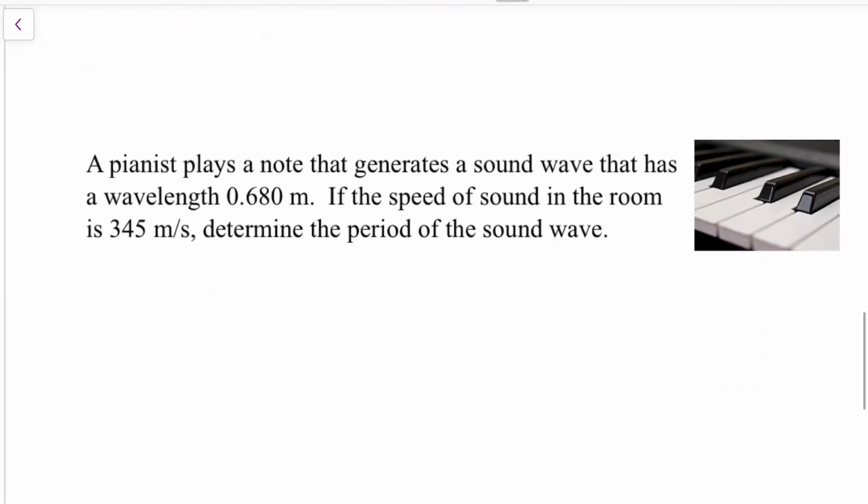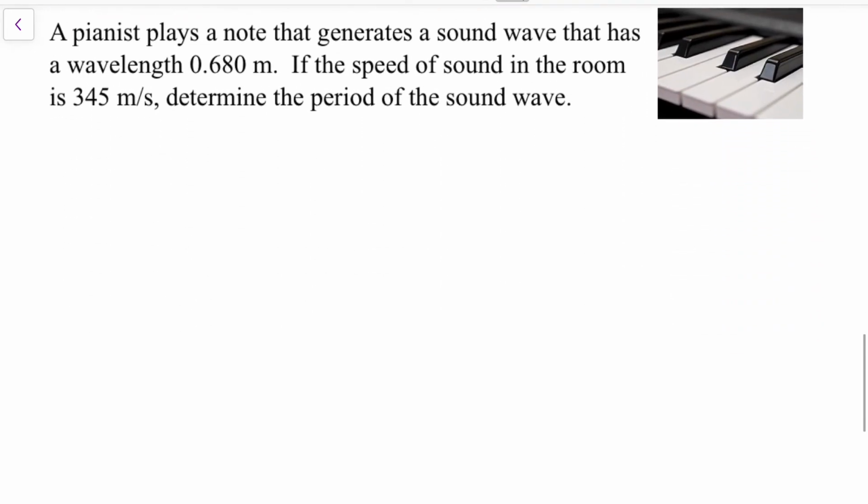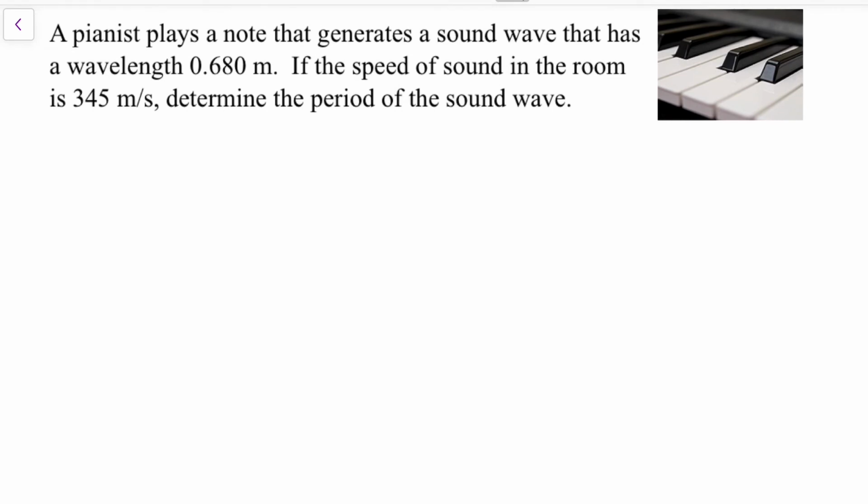Okay, so now we'll get to the example problem. The pianist plays a note that generates a sound wave that has a wavelength of 0.680 meters. If the speed of the sound wave in the room is 345 meters per second, determine the period of the sound wave. Okay, so we can use our universal wave equation. We're given the speed and we're given the wavelength. So we can then find the frequency, speed over the wavelength.